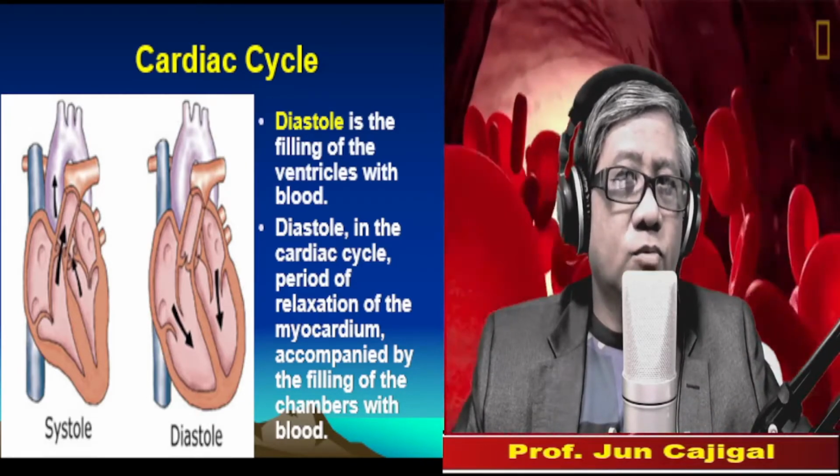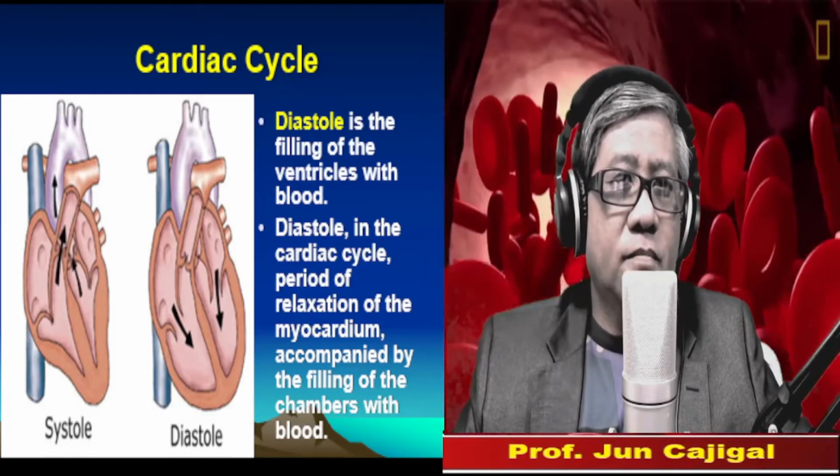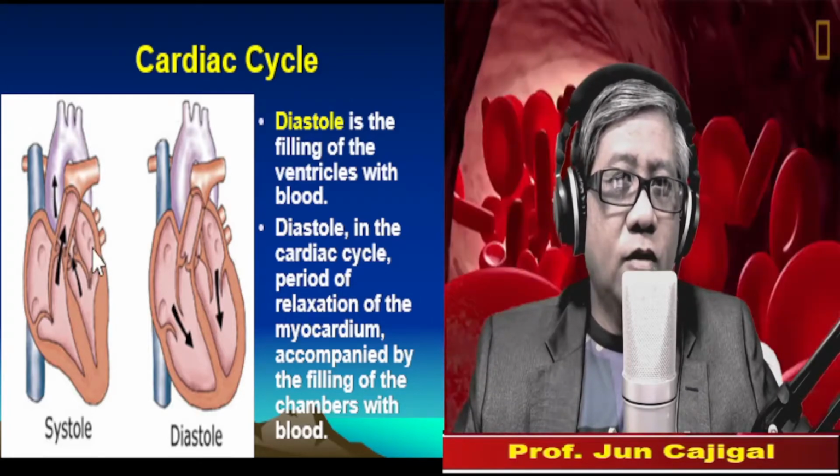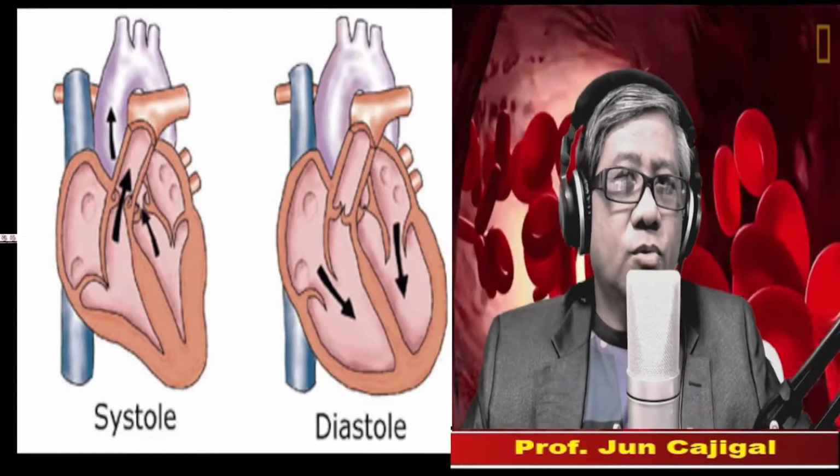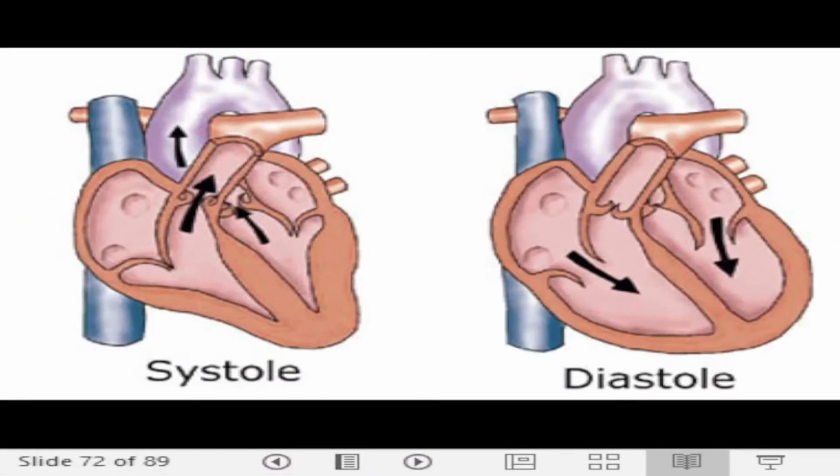Now, to help you visualize the cardiac cycle, let's take a look at the following diagrams. So in systole, the ventricles contract and this will open the semilunar valves and the blood is forced either to the pulmonary arteries leading to the lungs or the aorta. Whereas in diastole, there is the relaxation of the myocardium and there is filling of the chambers of the heart.